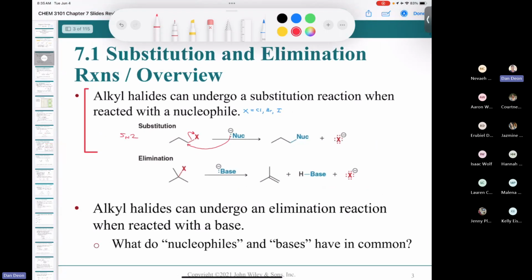Now below that, it says we have an elimination reaction, and you can imagine that in an elimination reaction, it's where we lose something. It says below, alkyl halides can undergo an elimination reaction when reacted with a base. So let's imagine we have some kind of base. It could be something like sodium hydroxide, right? That's a strong base. But you notice that in the first example, we were dealing with a primary alkyl halide, and in the second one, we're dealing with a tertiary alkyl halide. So there's a big difference in reactivity between the two.